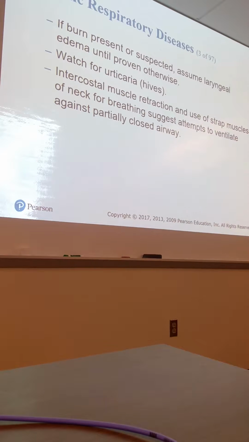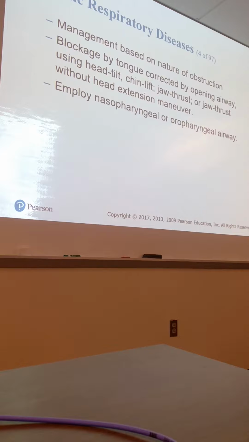All right, retractions, accessory muscles, we've talked about that. First, you try your basic maneuvers: jaw thrust, chin lift, head extension, nasopharyngeal or oropharyngeal airways.